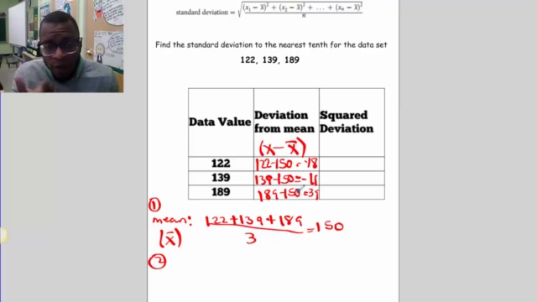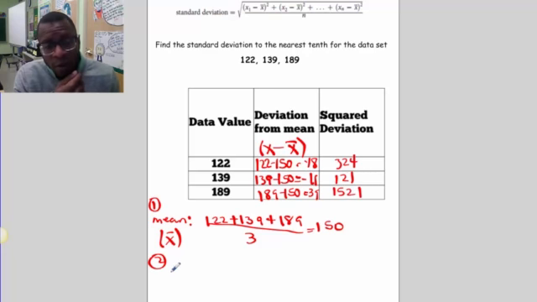Okay, so we found the deviation from the mean, which is the distance between the actual data value and the average value or the mean value. And now we want to square those. So if we square negative 18, we get a value of 324. Square negative 11, we get a value of 121. And square a value 39, we get 1521.